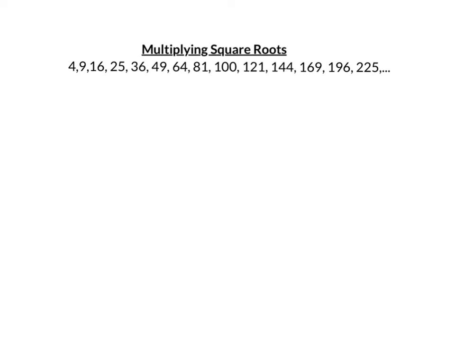Multiplying square roots. This works just the way you think it ought to. If I ask you to do root 2 times root 3, that is in fact the square root of 6. If I ask you to do root 3 times root 5, that is the square root of 15. So this works just like you think it ought to.